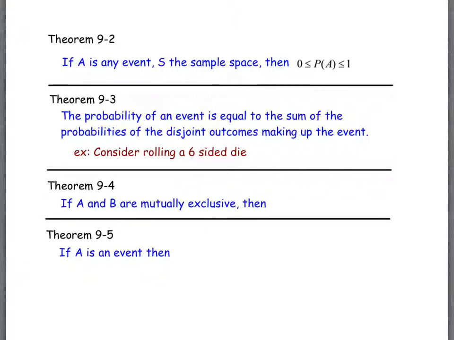Okay. Next one, 9.3 says the probability of an event is equal to the sum of the probabilities of the disjoint outcomes making up the event. That sounds very convoluted. All it's saying is, let's say we did our example of evens. Consider our six-sided die, and we want to know the probability of an even. Well, what I could do is find the individual probability of rolling a 2, plus the probability of rolling a 4, plus the probability of rolling a 6.